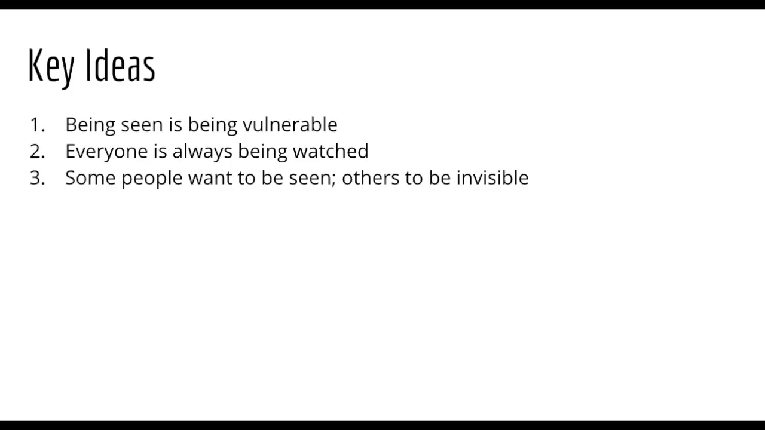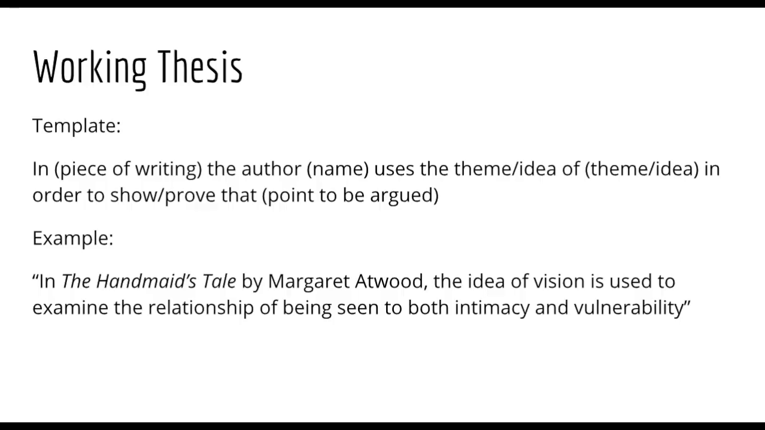So now that I have all of these things, I can start to go into my key ideas. To be seen is to be vulnerable. Everyone is always being watched. Some people want to be seen, others want to be invisible. So when I go into a possible thesis statement, I can use a bit of a template for a working thesis. I wouldn't follow this explicitly all of the time, but it is a pretty good starting point for a literary analysis, especially for a quote-unquote working thesis that I may change down the road.